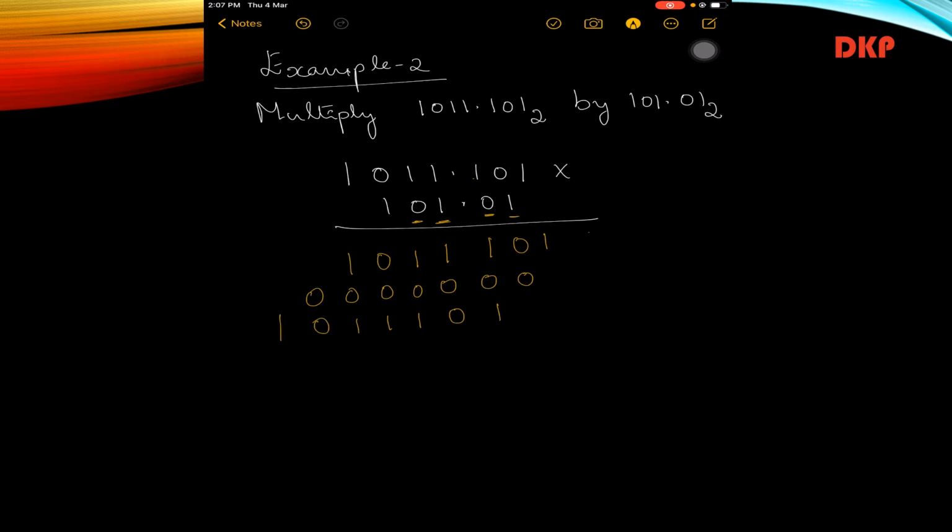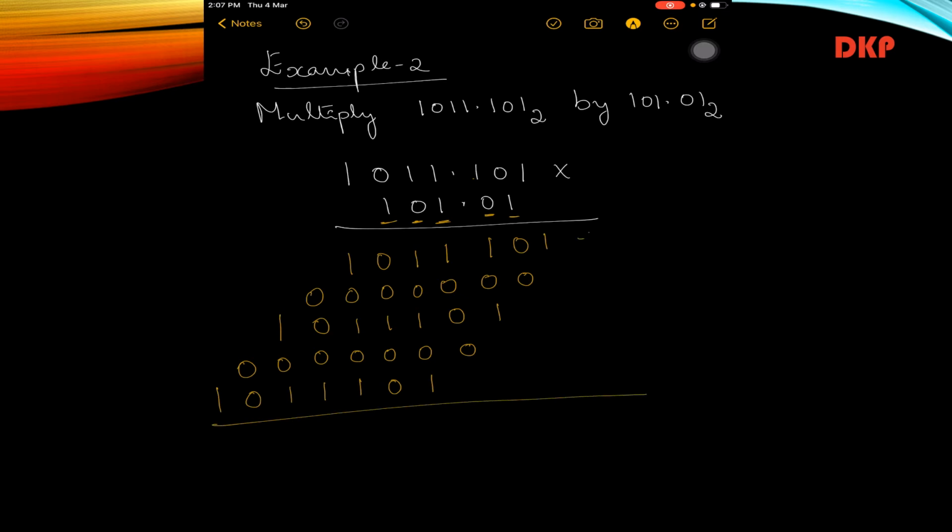Now the next bit is again 0, so you can write 7 zeros here. Now the last bit is again 1. So I can write 1 times 1 is 1, 1 times 0 is 0, 1 times 1 is 1, 1 times 1 is 1, 1 times 1 is 1, 1 times 0 is 0, 1 times 1 is 1.